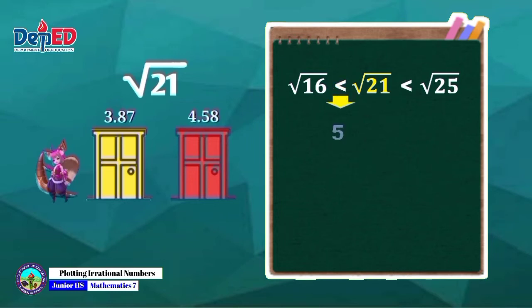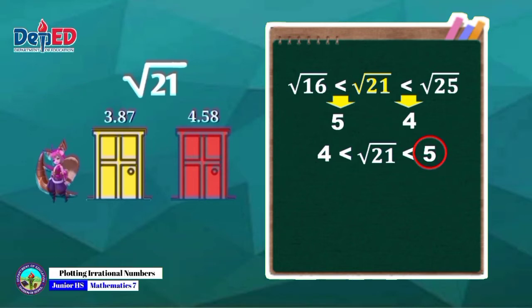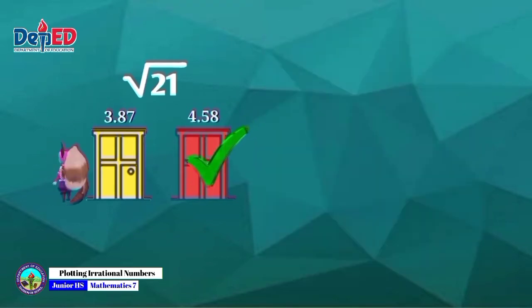21 minus 16 is equal to 5, and 25 minus 21 is equal to 4. Hence, the square root of 21 is closer to the square root of 25. Therefore, the value of the square root of 21 is closer to 5. If your answer is 4.58, then you are correct! Wise choice!